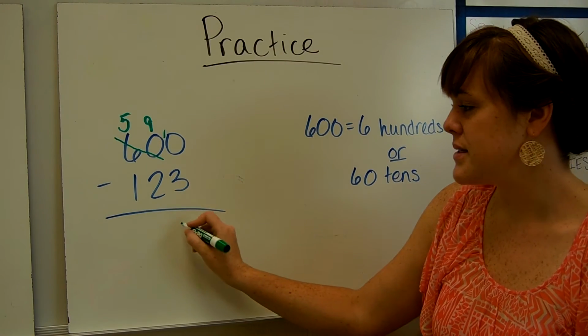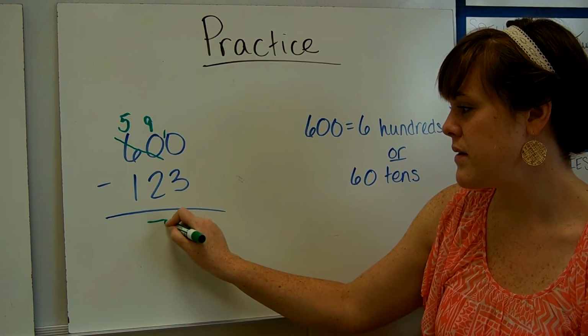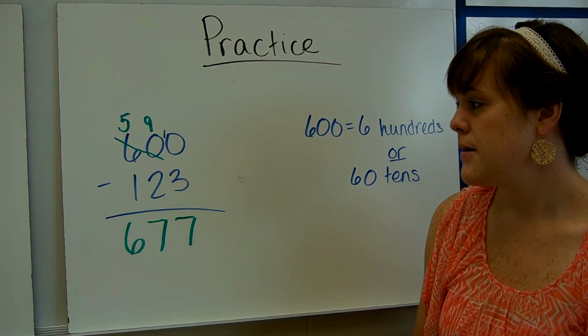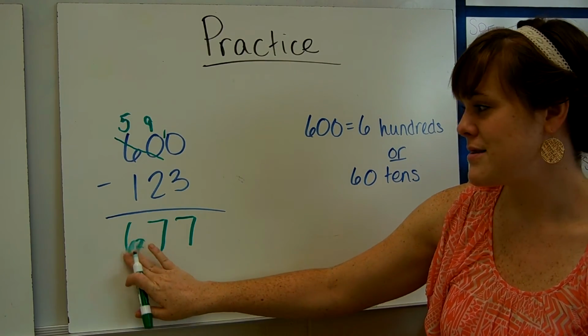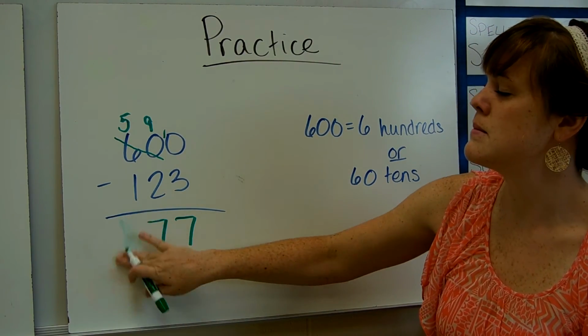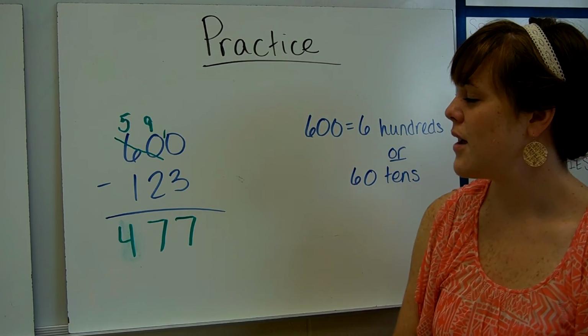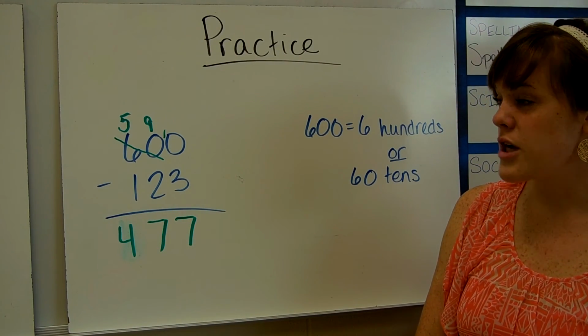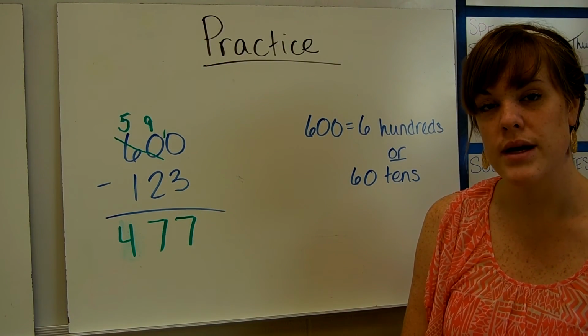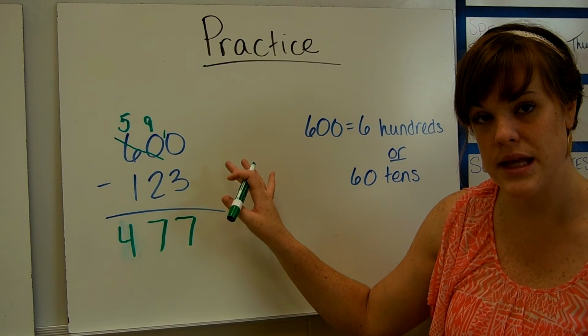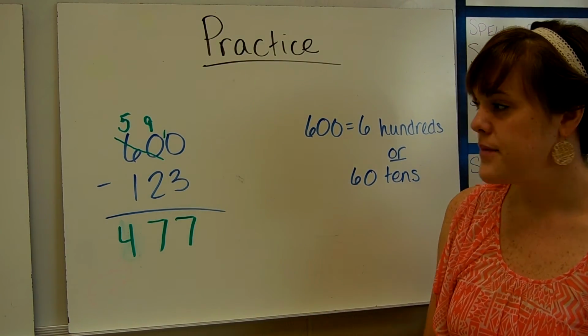10 minus 3 is 7, 9 minus 2 is 7, 5 minus 1 is 6. Whoa. 5 minus 1 is not 6. 5 minus 1 is 4. 5 plus 1 is 6. Okay. Whichever way you're more comfortable doing when it comes to the ones that have a lot of zeros at the end, do that, okay?